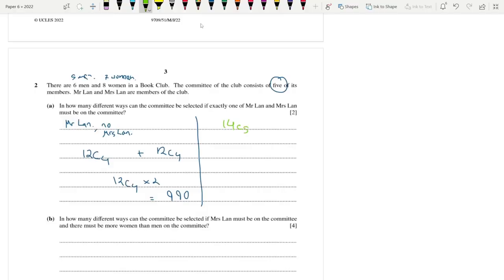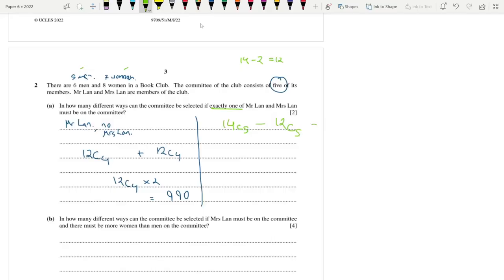Now, 2 instances need to be excluded. Which ones? The scenario where both of them are in the committee and the scenario where neither of them are in the committee, because exactly one of them has to be in the committee, right? So that's the scenario. So what if both of them aren't in the committee? So I'm going to get rid of Mr. Lan as well as Mrs. Lan. So out of the 14 people, I have 12 people. So out of those 12, I'm going to pick 5.